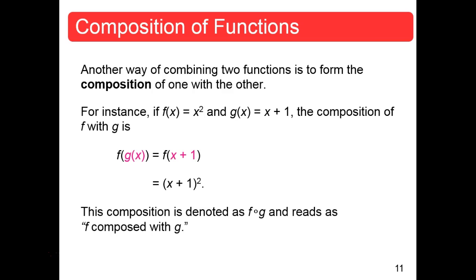Now, this is denoted as f circle g, which means f composed with g. Now, some of you might think that means fog, and this is foggy, and you don't understand what it's talking about. But that's just beside the point. Can you see from over there? Okay. Good deal. And it reads f composed with g. And when you read this, think this. Think that every time. That will help you get the order right.